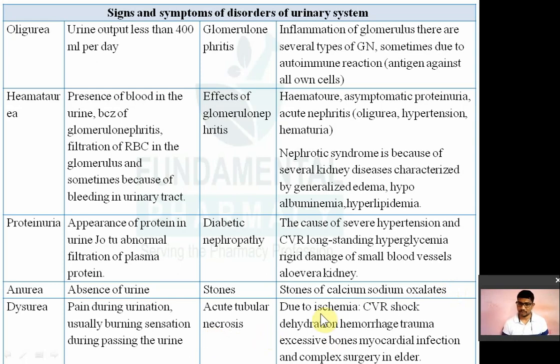Acute tubular necrosis is due to ischemia, cardiovascular shock, dehydration, hemorrhage, trauma, excessive burns, then myocardial infarction and complex surgery. Okay, acute tubular necrosis. Necrosis of your tubules will happen.